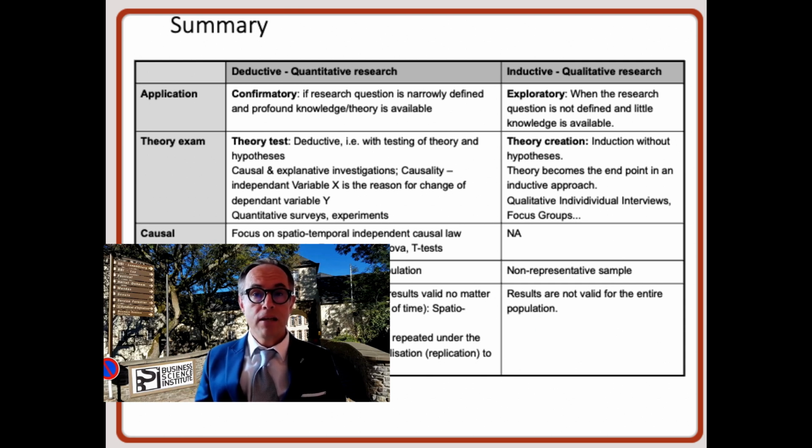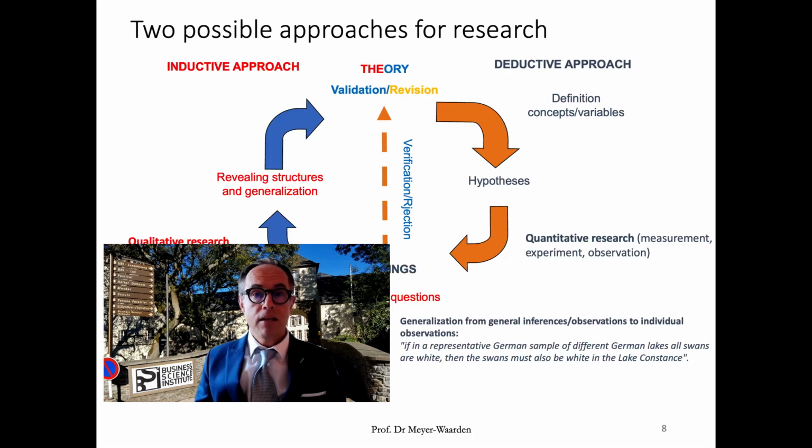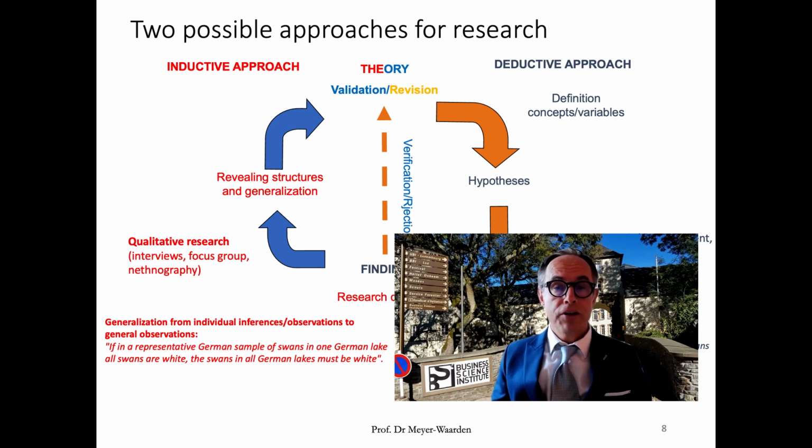So it's a deductive approach where the generalization comes from general inferences or observations to individual observations. For example, if in a representative German sample of different German lakes all swans are white, then the swans must also be white in the Lake of Constance. So we generalize from general inferences or observations from different lakes to an individual observation, that is the Lake of Constance. Which is not the case for qualitative research because the results are not valid for the entire population.